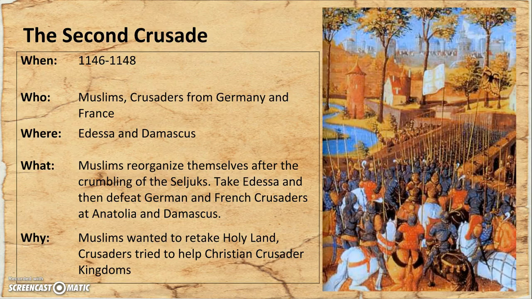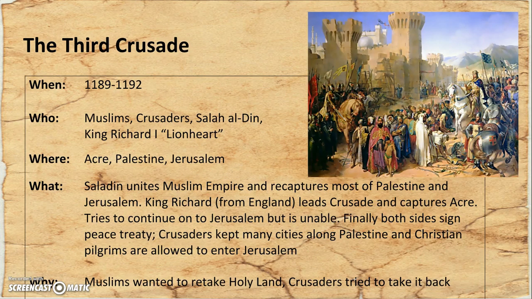However, they failed. So the Muslims were able to retake a lot of the Holy Land, and they were able to take back some of the Christian Crusader kingdoms. Now, they weren't able to take back all of them until a little bit later, when you have Salah ad-Din, or Saladin, as Europeans call him, who took more control, further organized the Muslim Empire, and ended up taking Jerusalem.